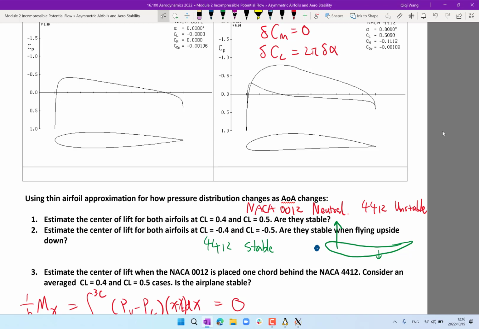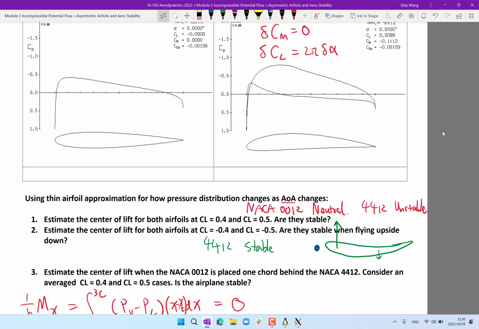Well, they'll increase linearly at the same rate, right? Delta CL is equal to 2 pi delta alpha for both airfoils, if we trust the thin airfoil theory. Okay, so in order to go from this pair of CLs to an average CL of 0.4, right? We just figure out how much delta CL we want on average, and both airfoils are going to have exactly the same delta CL.